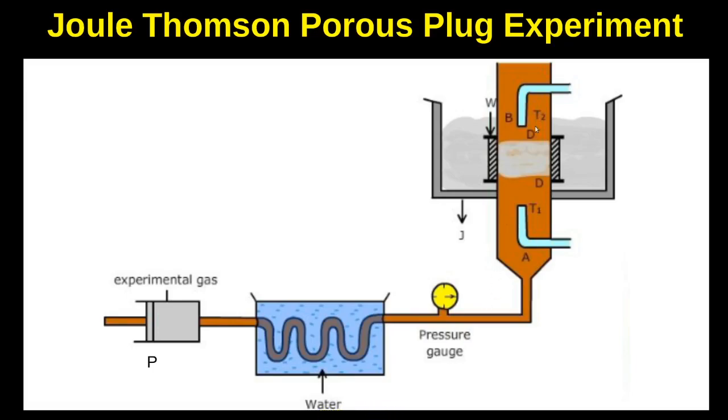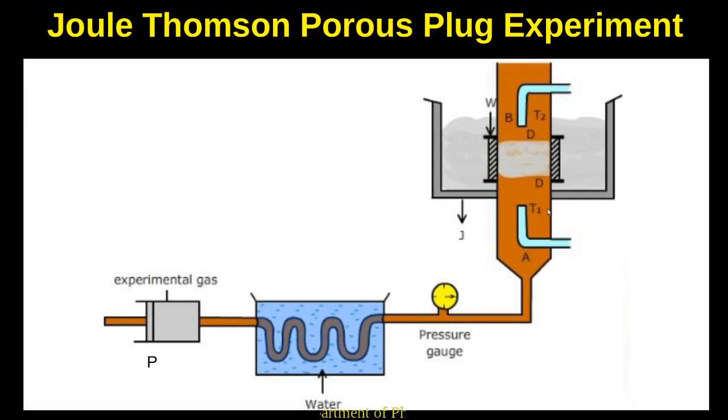Then there are two temperatures, T1 and T2. When the gas is entering this side, first T1 is there. When the gas escapes from the porous plug, the temperature T2 will be measured. And two sensitive platinum resistance thermometers measure the temperature of the incoming and outgoing gas.